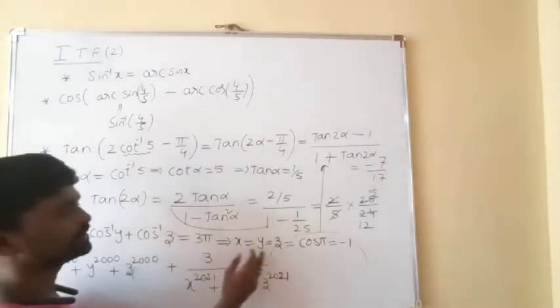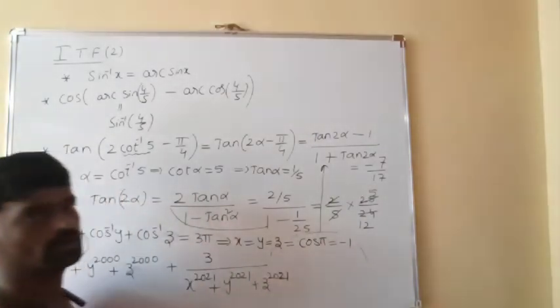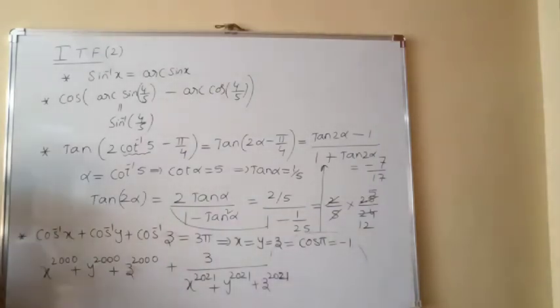X is equal to y is equal to z is equal to cos pi. Cos pi value is what? Minus 1. So minus 1 whole power even number is plus 1. So 1 plus 1 plus 1, what do we get? 3. Because minus 1 whole power 2000 is an even number. Minus 1 to any even power is plus 1. Okay, 1 plus 1 plus 1, 3.